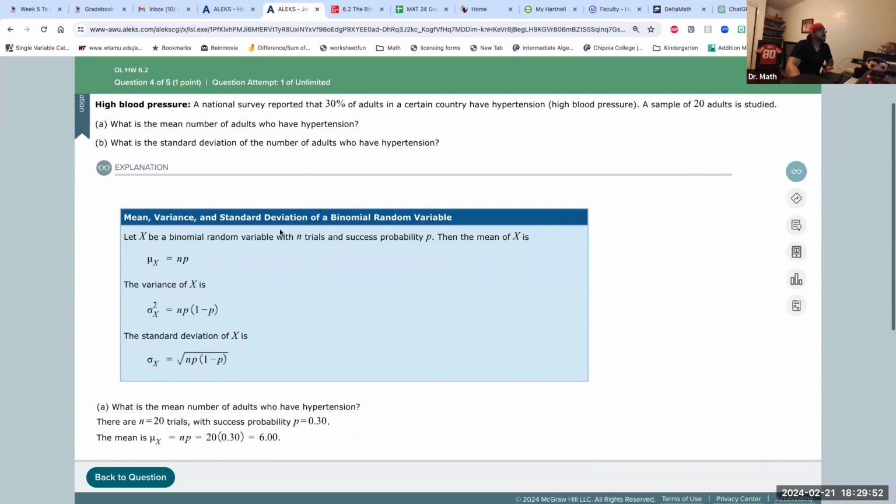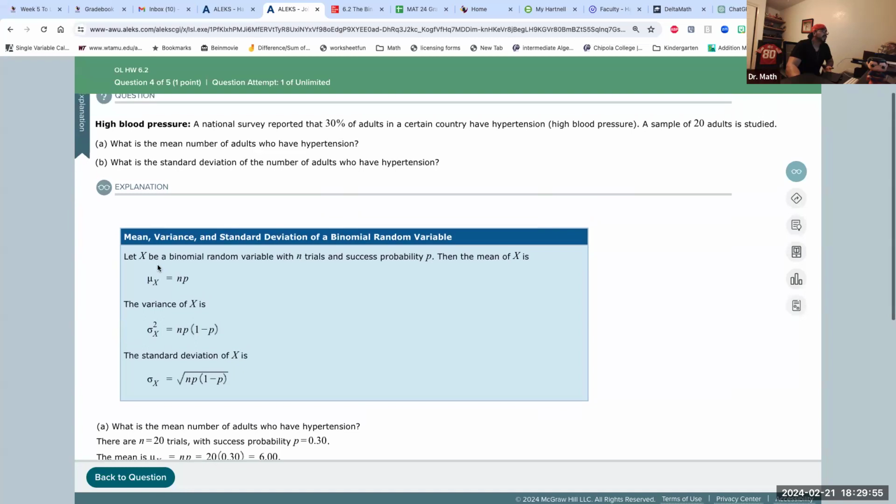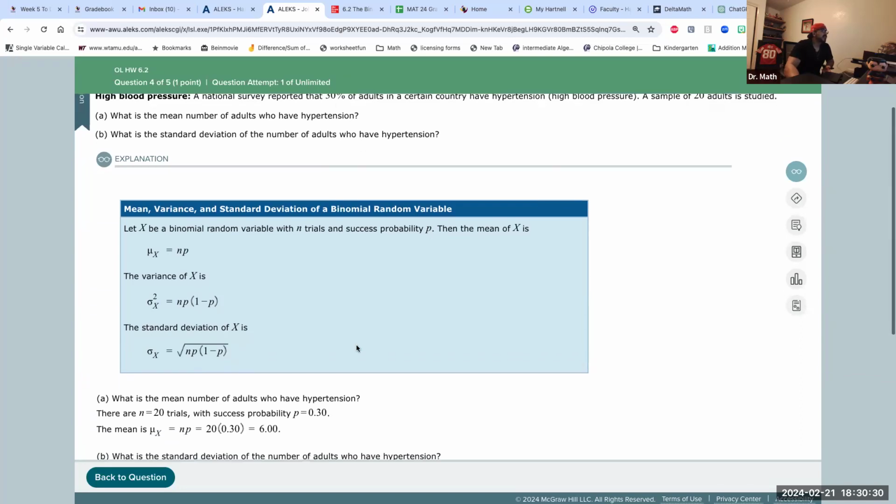So check it out. Here's our formula to calculate the mean. N represents the number of trials, like how big your sample is. In this case, you could see that our sample is of 20 adults. And then P is going to represent the chance of that thing happening that you're interested in. We call that a success, even though having hypertension isn't necessarily a success. It's what we're looking for here. So in this case, our P would be 0.30 because that's the chance that an adult would have hypertension. So all you do is multiply 20 times 0.30. Boom. And that's how you get to 6.